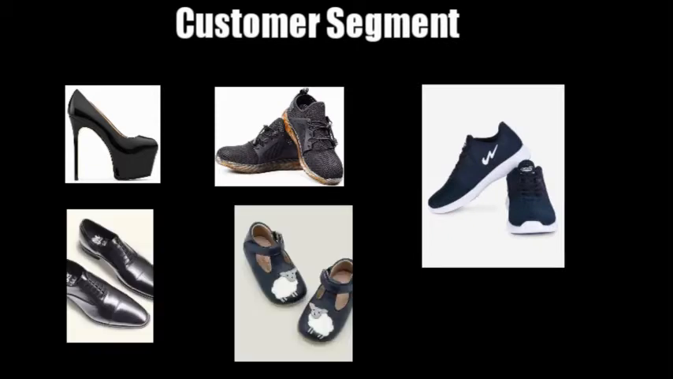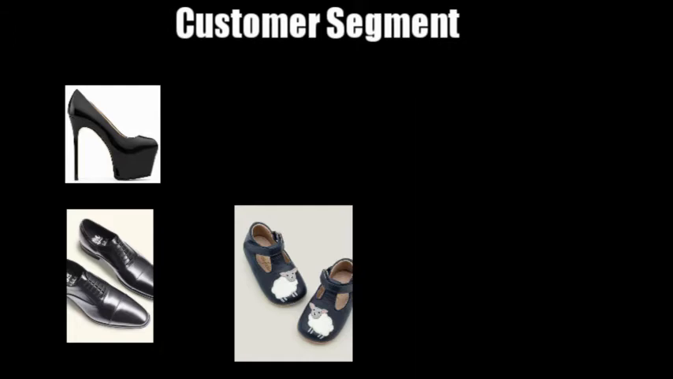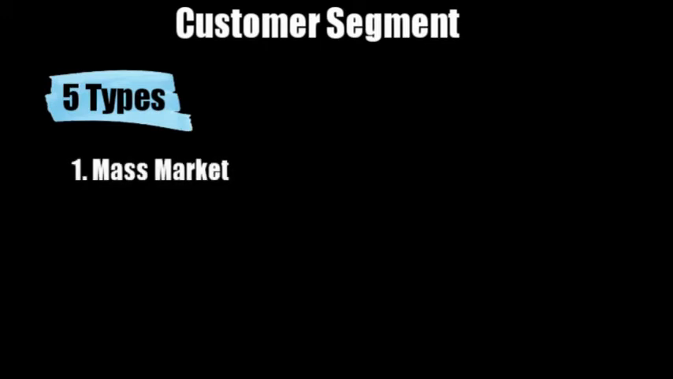Now, for instance, you want to sell shoes. You need to understand that there are different segments for selling shoes. Segment means who are you targeting? Who are you focusing on? That's customer segment. So there are really 5 types of customer segments. You have the mass market. Number 1, mass market. That means a large group of people who have similar needs, and they have similar problems too. So those are mass markets.